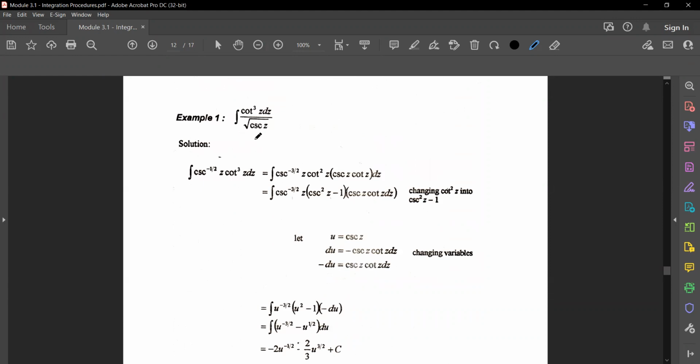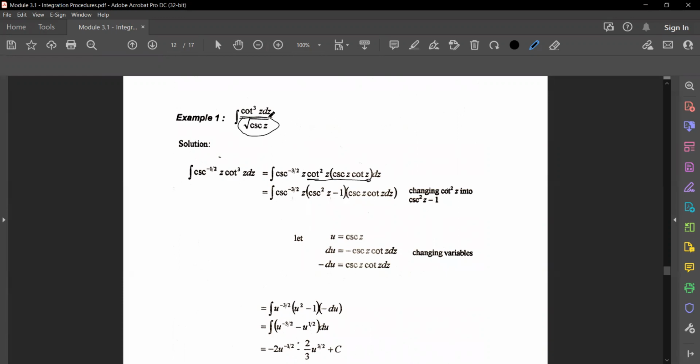z dz over square root of cosecant z. Yan. Okay, so sinimplify natin. So this is just the same as cosecant raised to negative 3 over 2 z cotangent squared z. So ito na yung finactor out natin na form. Ito yung square root of cosecant z.